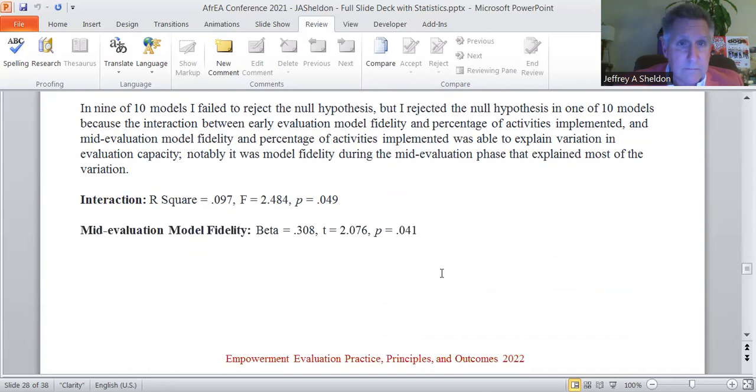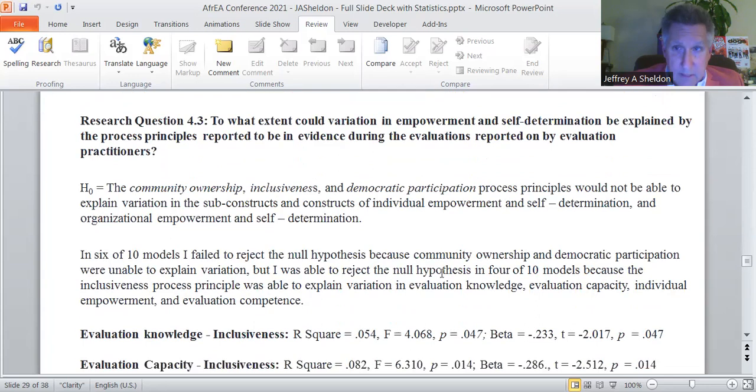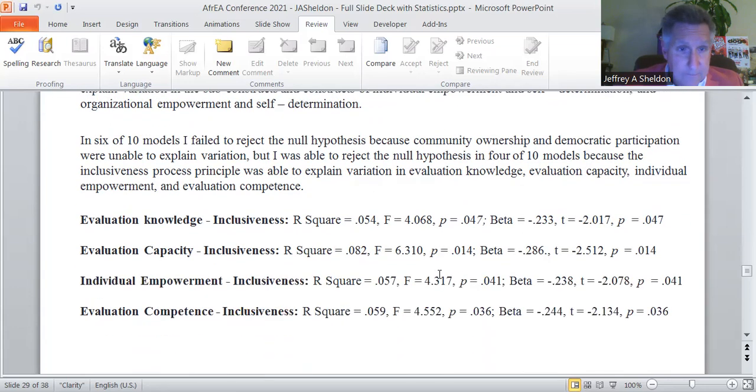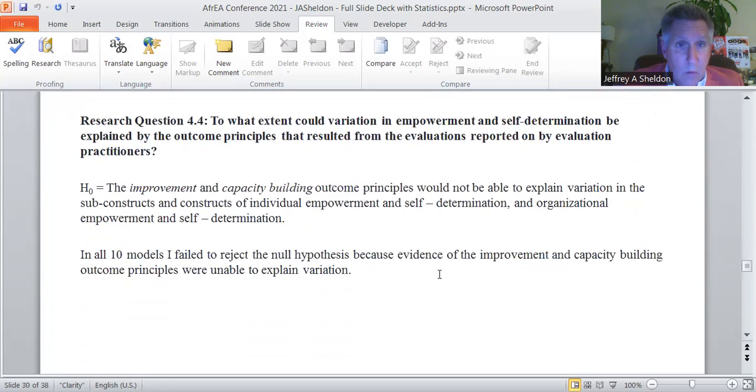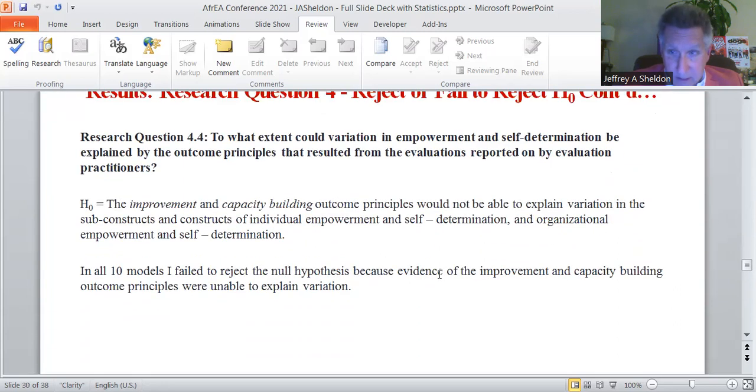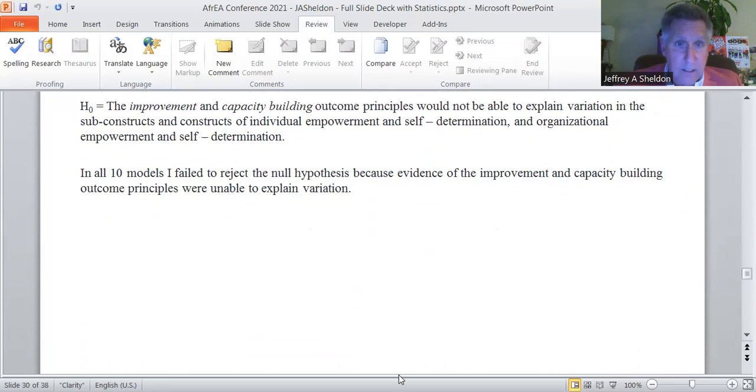And does that explain any empowerment or self-determination that is taking place? Okay. The third sub-question is, to what extent could variation in empowerment self-determination be explained by the process principles reported to be in evidence during the evaluations reported on? Okay. Sub-question 4.4: To what extent could variation in empowerment and self-determination be explained by the outcome principles that resulted from the evaluations reported on?